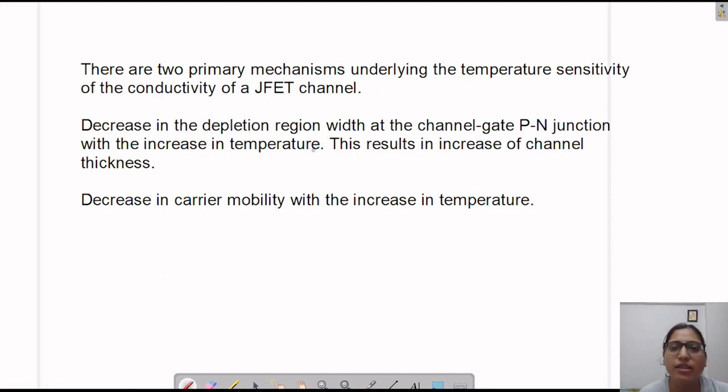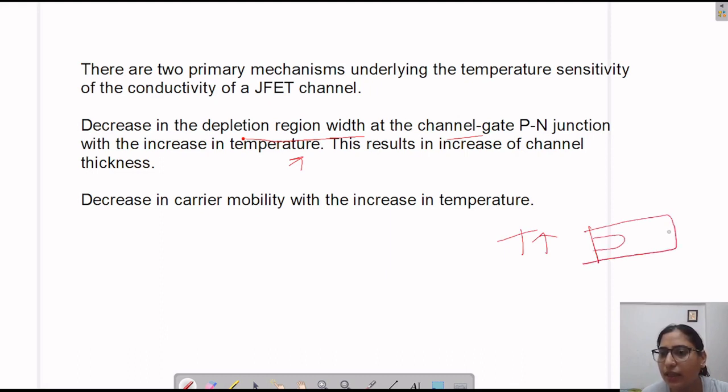In this class, we will study the effect of temperature on JFET devices. There are two primary mechanisms underlying the temperature sensitivity of the conductivity of the JFET channel. The first one is the decrease in the depletion region width at the gate PN junction with an increase in temperature. So the first is telling us that if we increase the temperature, the width of the depletion region will decrease.